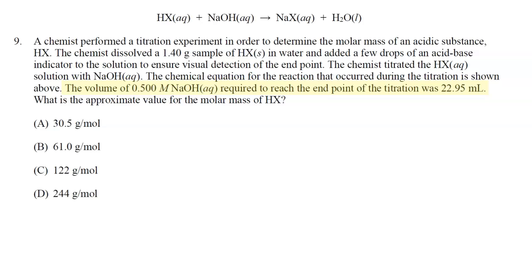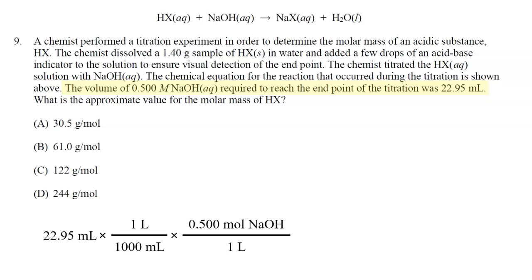So a good place for us to start our calculations for question 9 is the fact that we have both a volume and a molarity of this sodium hydroxide solution. So when you know both the volume and the molarity, you can calculate the number of moles. So we have 22.95 milliliters of this sodium hydroxide solution. First, I'm going to convert from milliliters to liters, so times 1 liter over 1,000 milliliters. 0.500, capital M, means 0.500 moles of sodium hydroxide for every 1 liter.